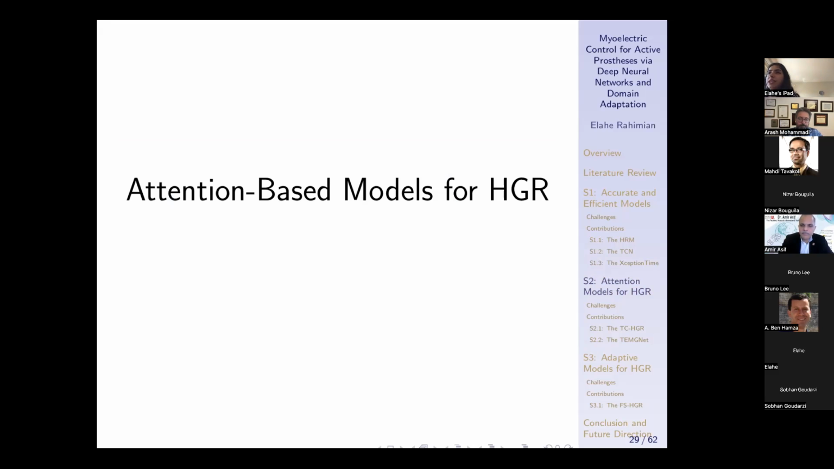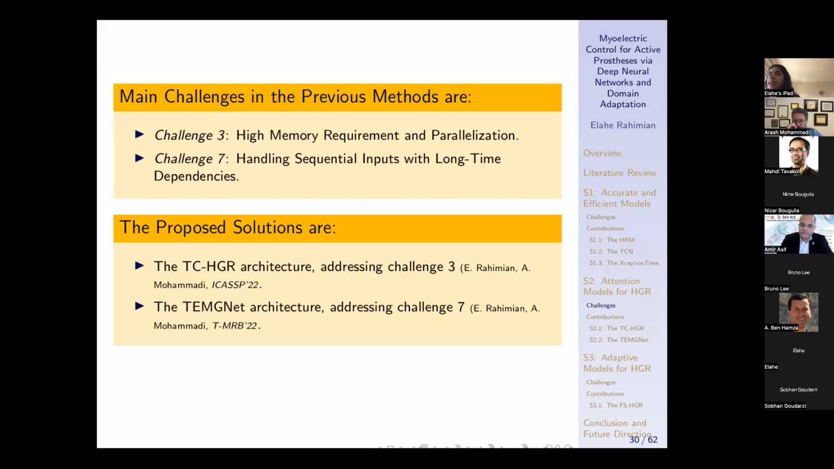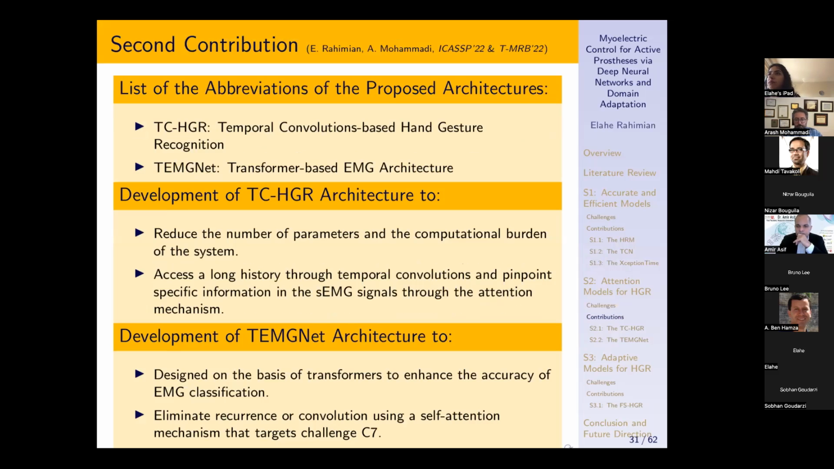In the second section, we have attention-based models for hand gesture recognition. So far, I was focusing on architectures that are based on recurrent-based solutions or using convolutions in a proper way. But here we propose two architectures. The first one is TCHGR, and the second one is TMGNet. TCHGR, which is temporal convolutional based hand gesture recognition, is based on attention and temporal convolutions.